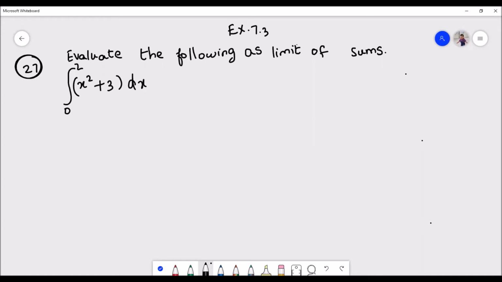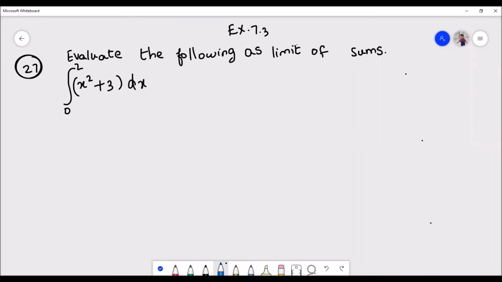Exercise 7.3, problem number 27. Evaluate the following as limit of sums. So, integration of 0 to 2 of x square plus 3 dx. This problem we are going to evaluate with the help of limit of sums instead of doing ordinary integration. There is another method of integrating this one. So, let us see how we are going to evaluate this particular problem.